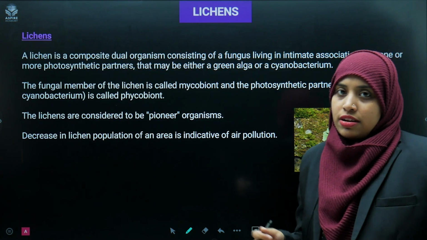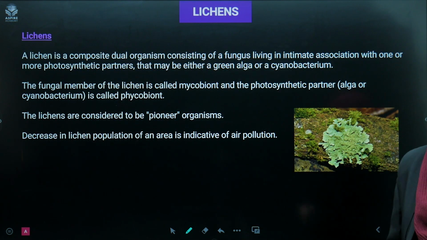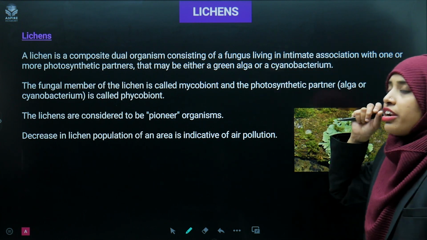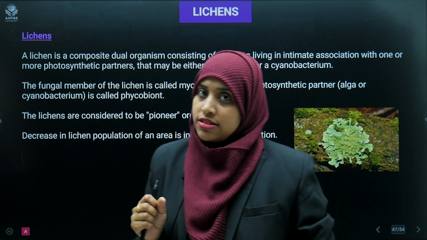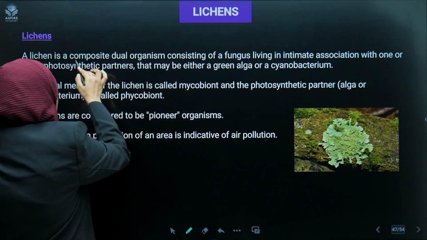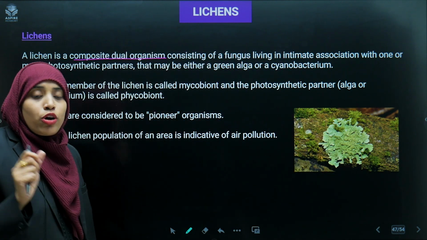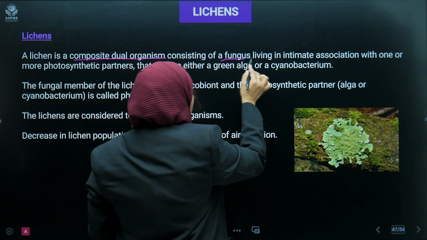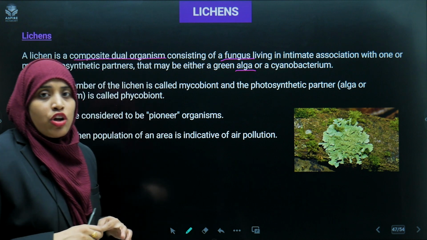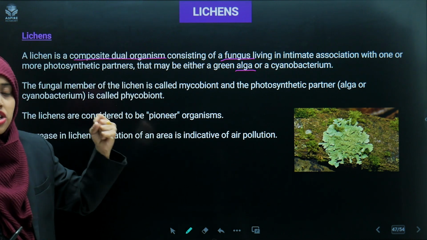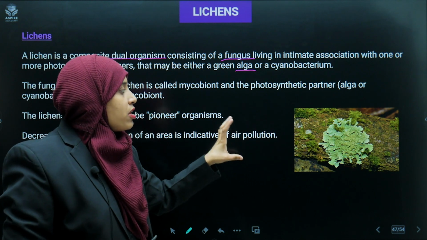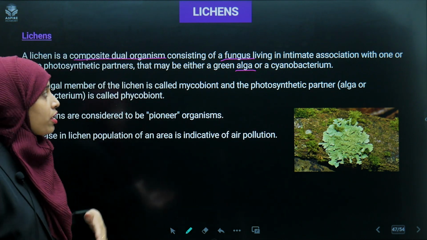Now, what is lichen? Lichens are a composite organism. As it is written, they are composite dual organisms because they consist of two types of organisms. The first is fungus and the next is algae. So lichens are formed from a combination of fungus and algae, mostly found on trees, growing on moist branches.